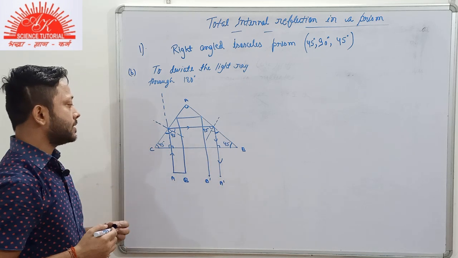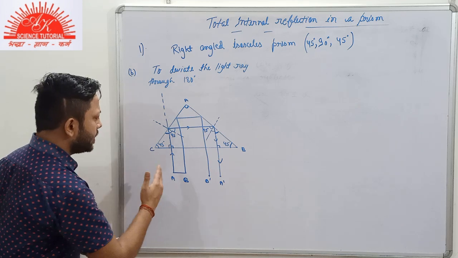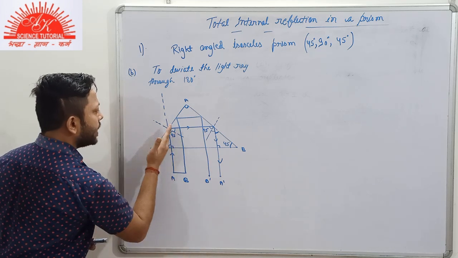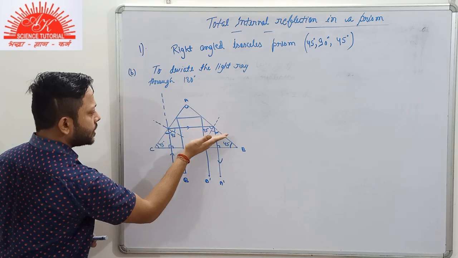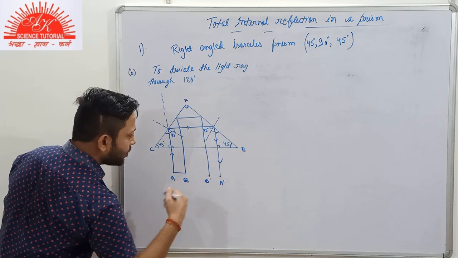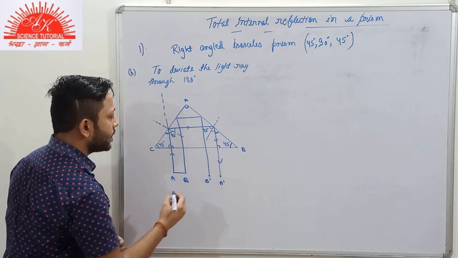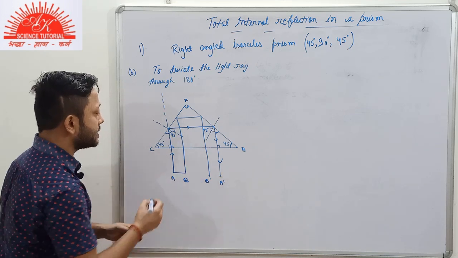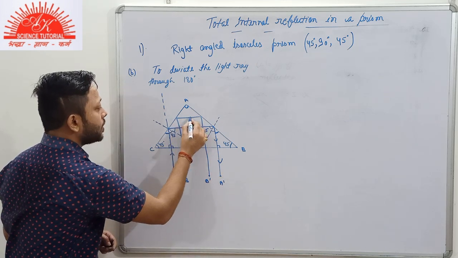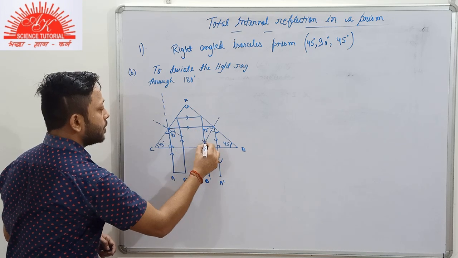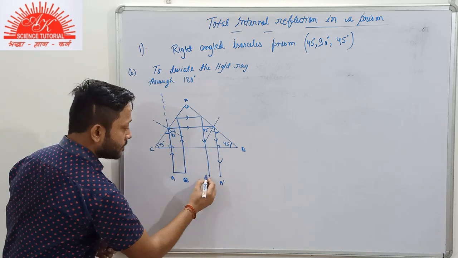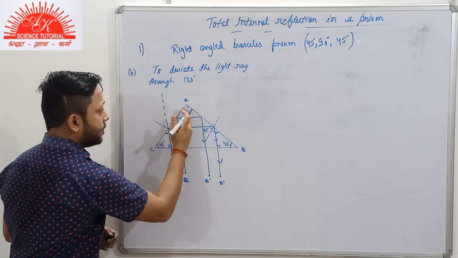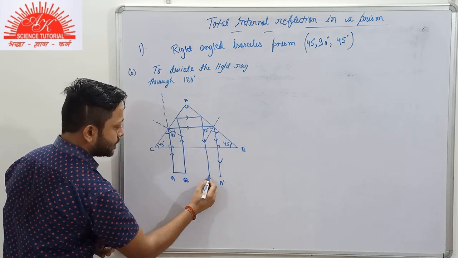This is our B dash. As you can see, it's very simple. The light ray that passes through A, after total internal reflection taking place, the light ray comes here. That is our image for A, that is A dash. And following this path, remember to mark the arrows. So this is our image of B, that is B dash.